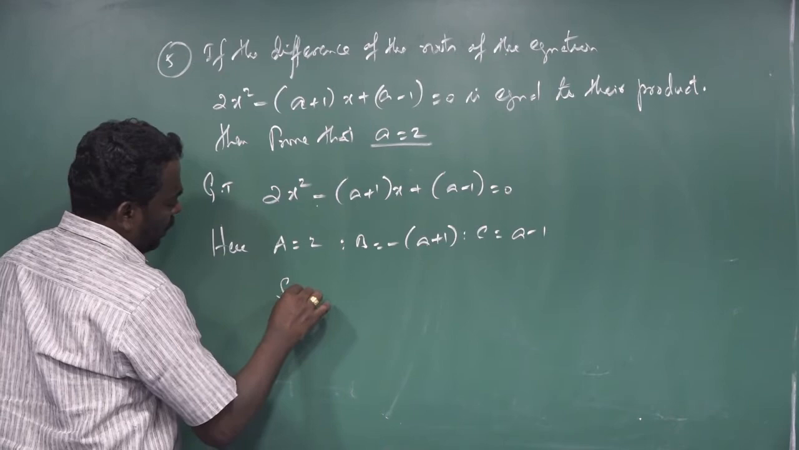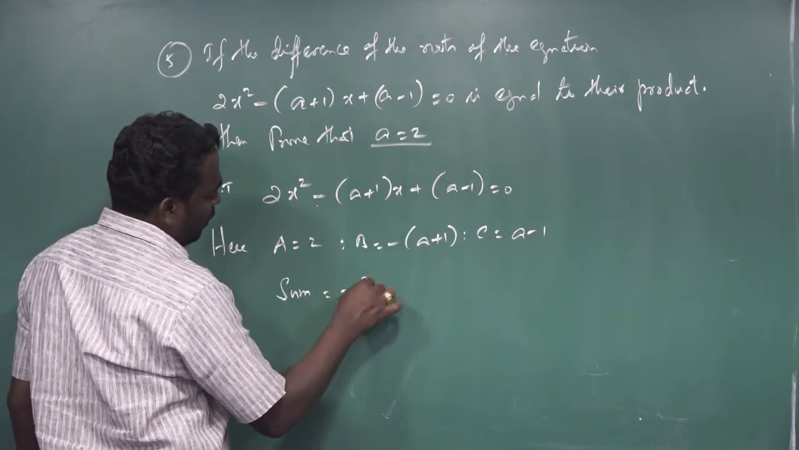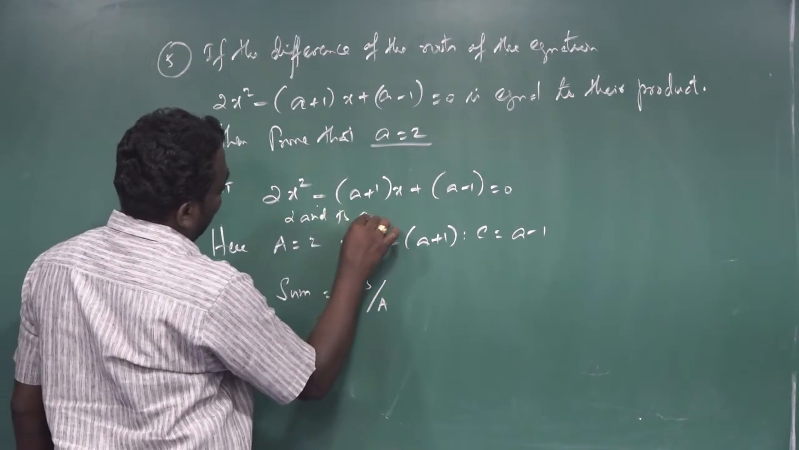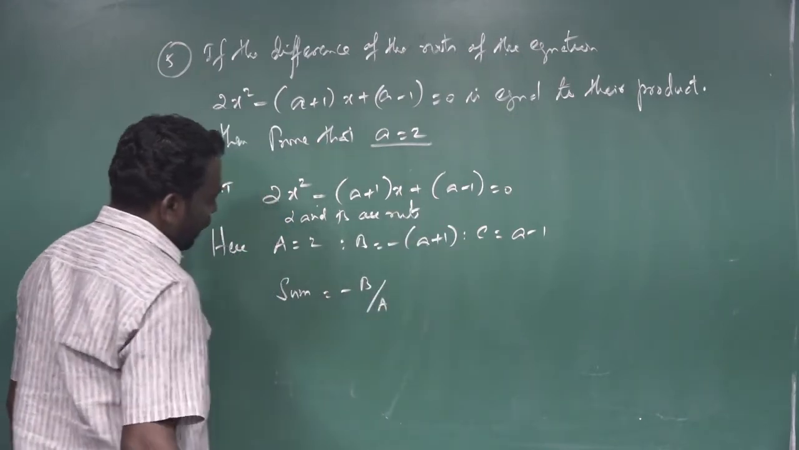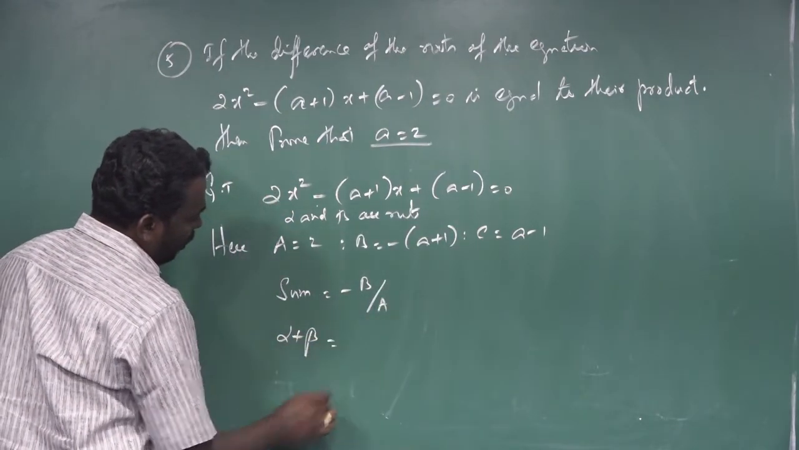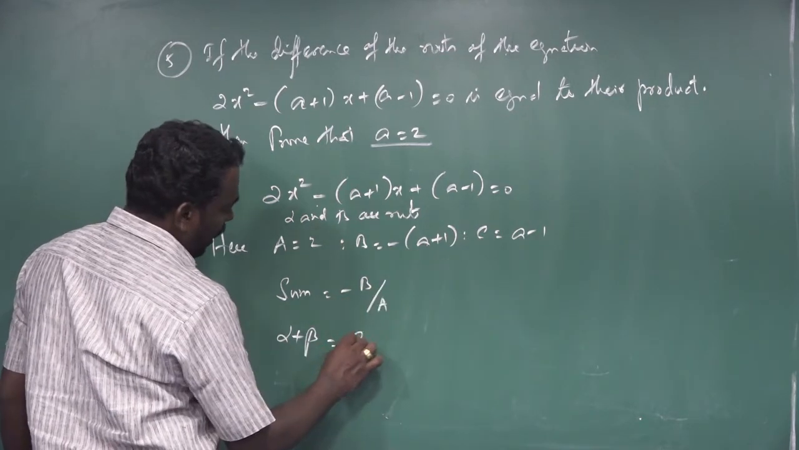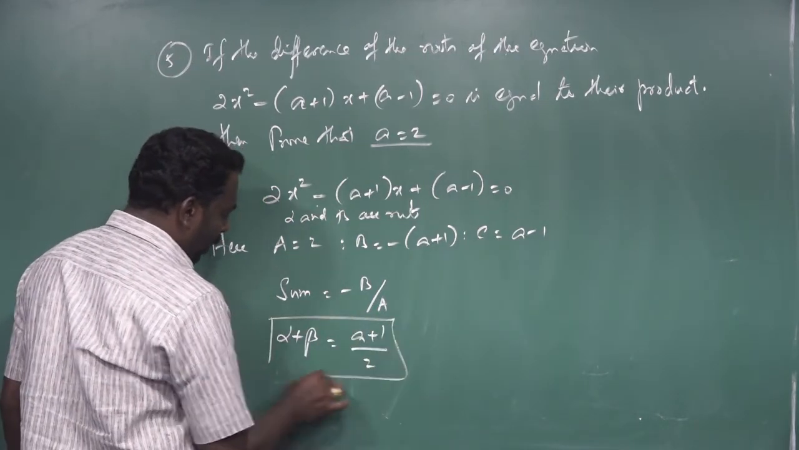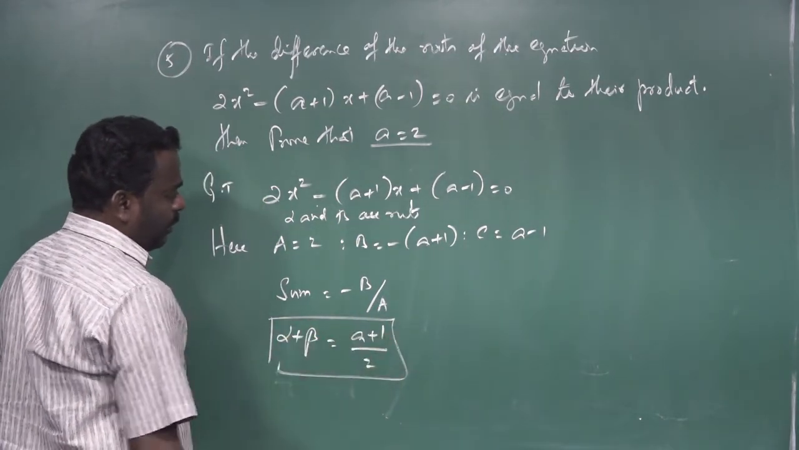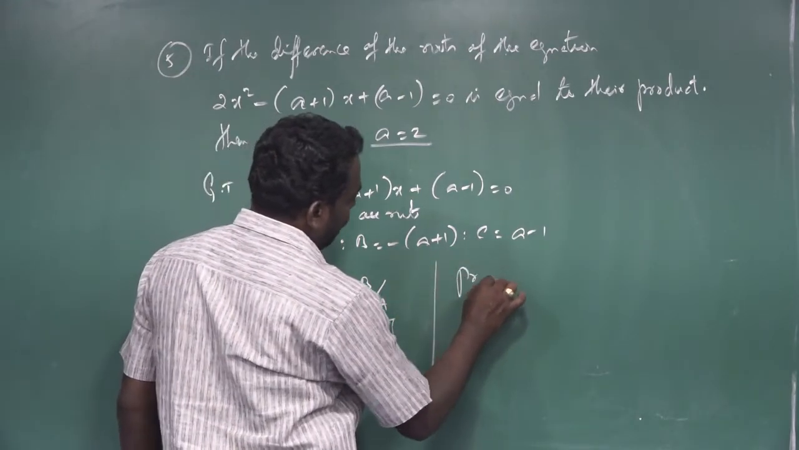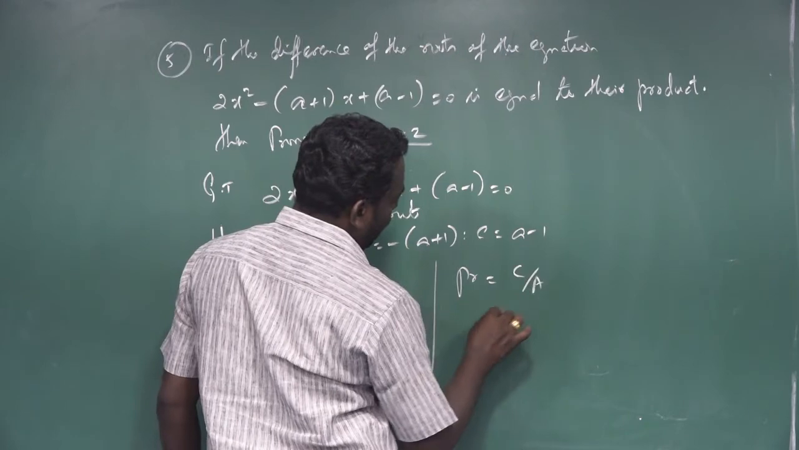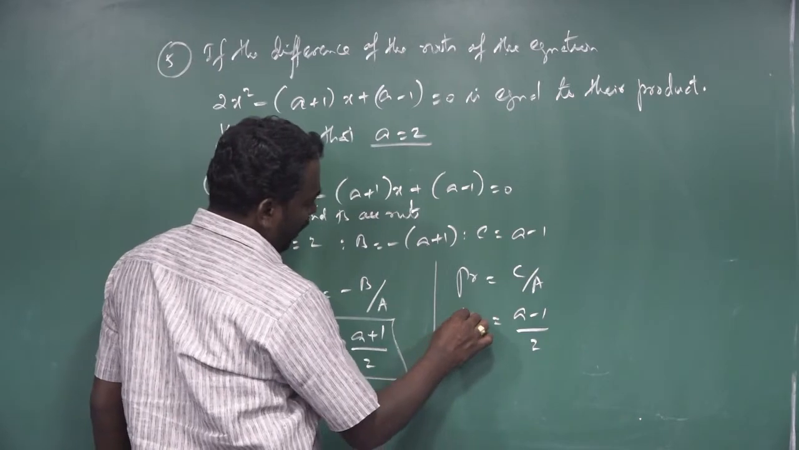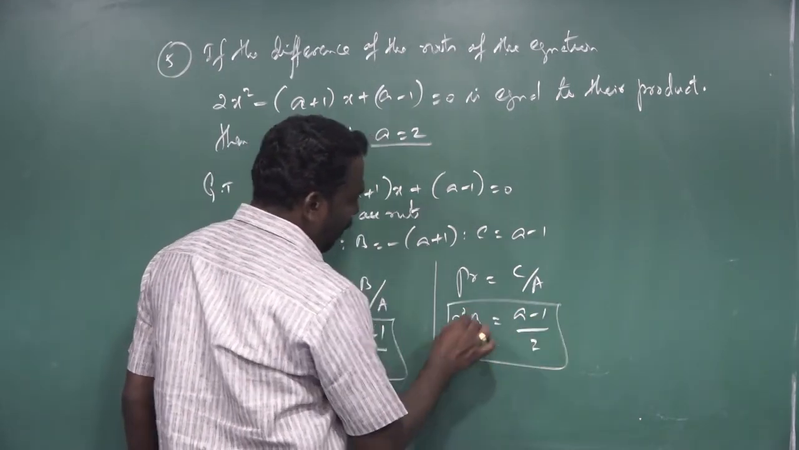Now using the sum of the roots, that is equal to minus b by a, and here we can define alpha and beta as the roots of this equation. Therefore alpha plus beta is called sum, and minus of minus (a plus 1) by 2. Therefore alpha plus beta, that is equal to a plus 1 by 2. Then product, that is equal to c by a, that is equal to a minus 1 by 2. Therefore the product defined by alpha beta, that is equal to a minus 1 by 2.